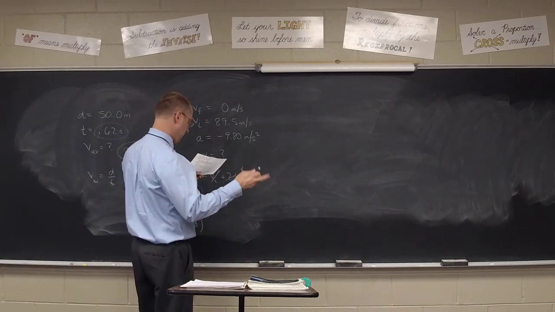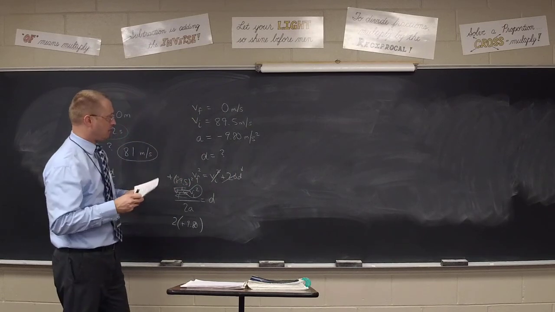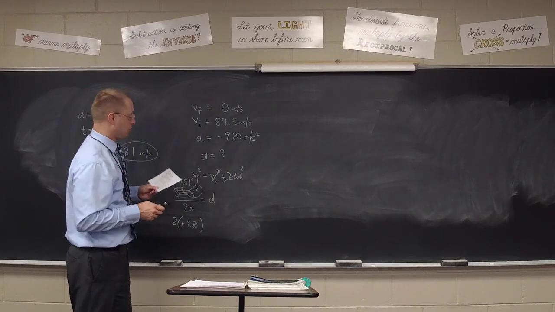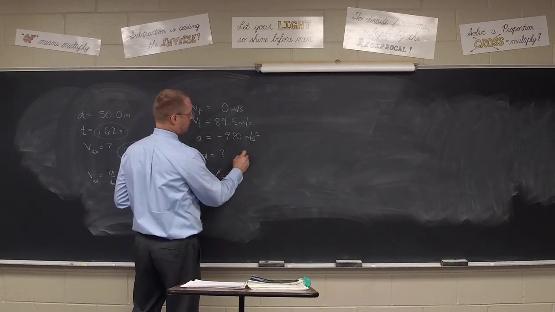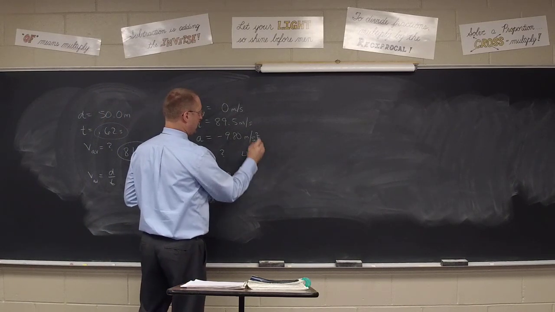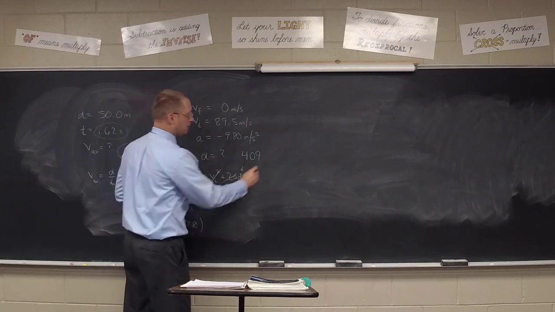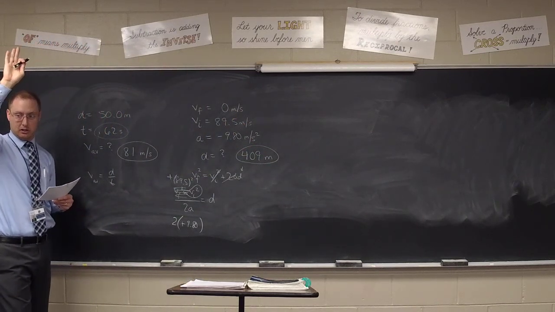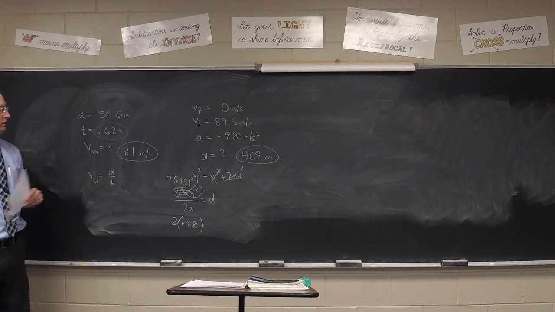408.68, blah, blah, blah. How many sig figs? 3. 3, so we'll round to 409. And the displacement measured in meters. How many had 409 meters up into the air? 409 meters up into the air. Ooh, okay, questions?